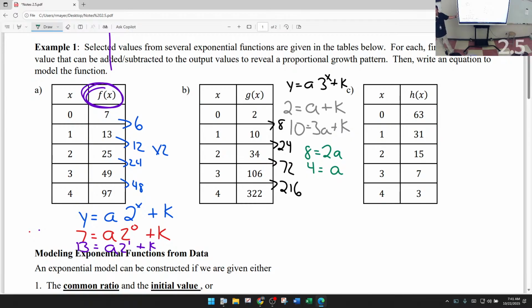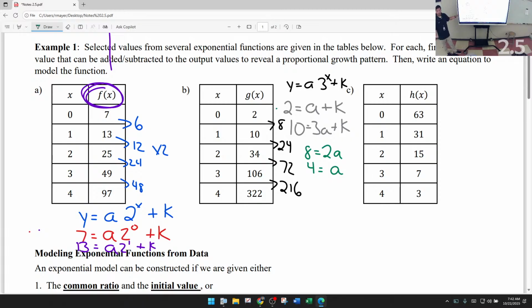Okay? K's cancel. Yep, we have to subtract. So this will become a negative, that become a negative, and that become a negative. The k's cancel. 3a minus a is 2a. 10 minus 2 is 8. Divide by 2, and you get 4 for a.